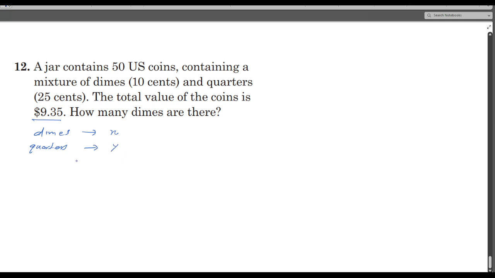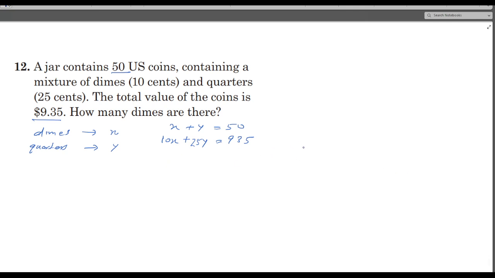are y in number. Okay, so one thing is clear: as there are total 50 coins, you have x plus y is equal to 50. And second thing, if you multiply this x with 10, 10x, you will get the total value of these x dimes. And if you multiply your y with 25, you will get the total value. And here the total value is given $9.35. So $9.35 in cents is 935.